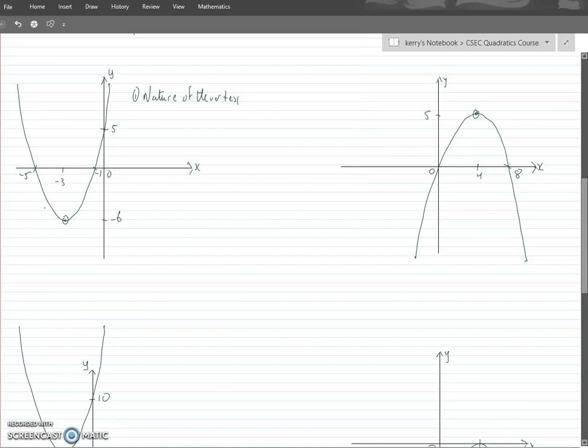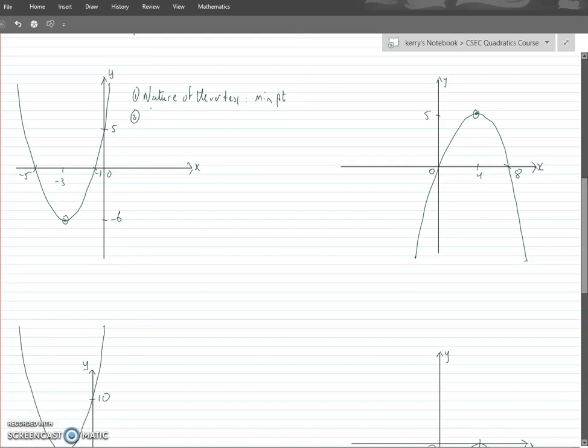In this case, the nature of this vertex is minimum. All right, so let's put min here, just to save some space. Because this is a minimum point curve, we call it a minimum point graph. So the nature of the vertex is that it is a minimum point vertex. The second one, and this is in no particular order, right?